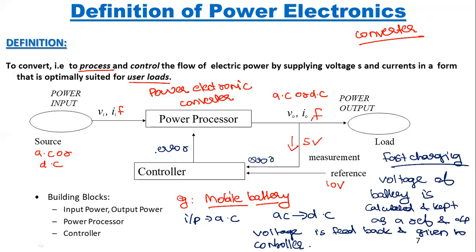We have a set voltage, and the voltage that is being fed back is given to the converter, and in that way the process will continue. So basically, input power and output power is the building block. Then the power processor, as I told you, is the power electronic converter itself. Then we have the controller, from which we get the error signal. So 5 volt was coming, so there is an error of 5 volt, and that is being fed back to the power converter. Based on that, the power converter is doing the conversion, maybe AC to DC or DC to AC, depending upon what type of converter it is.